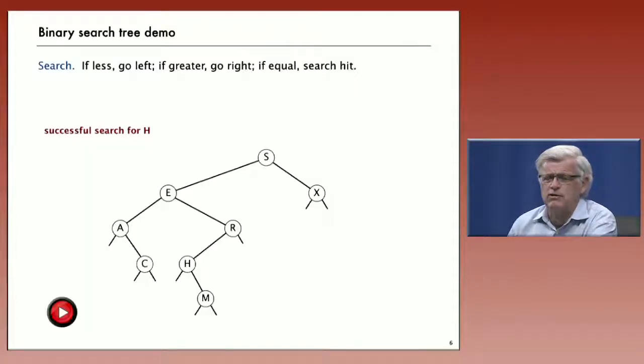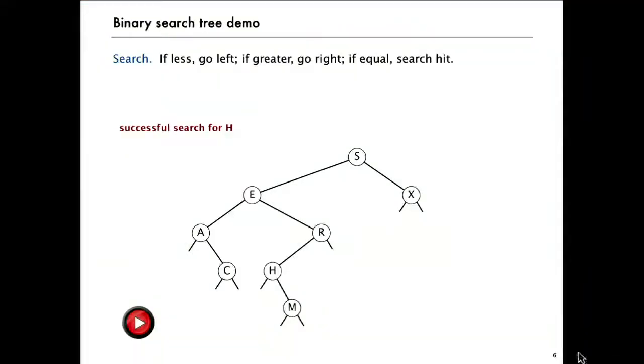Let's look at the keys. So let's look at search first. So here's a binary search tree. Let's do a demo of what different searches will look like in this tree. So there's a tree. So S is at the root. Everybody to the left is less than S. Everybody to the right is bigger.